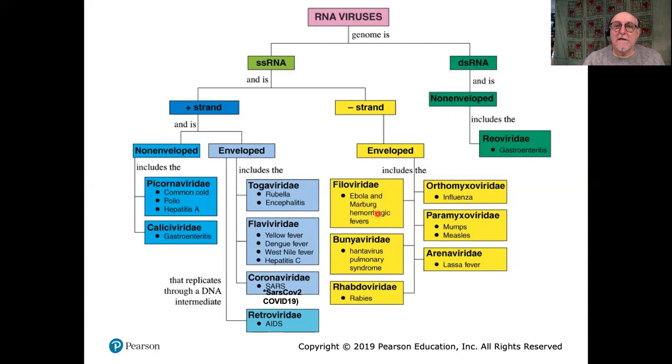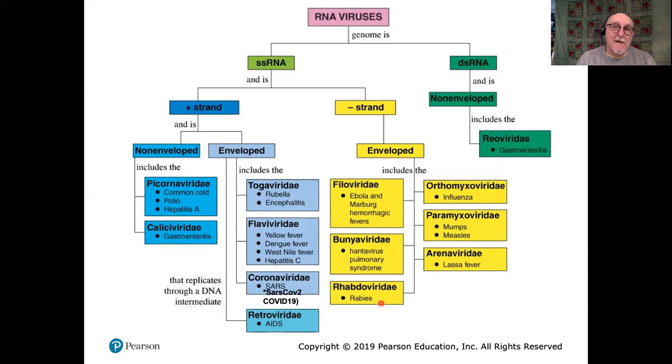I don't want to talk about Bunyavirus. That's okay. The Rhabdoviridae we have already heard about. Again, a single-stranded, negative strand and enveloped. Rhabdoviridae, these are the rabies viruses. And the rabies virus, rabies can occur in any mammal, and it's a neurological disease.